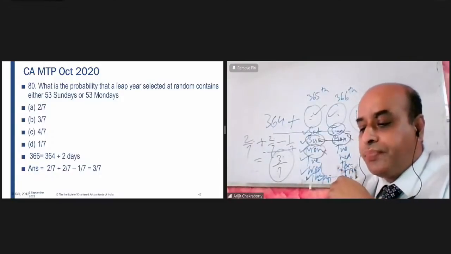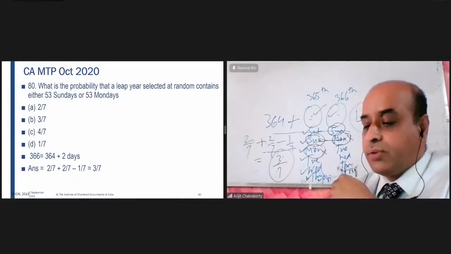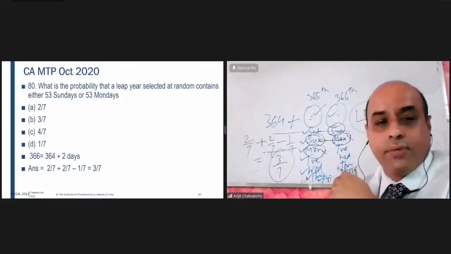And you can see, yes, Rangana has said it's interesting. Yes. Tejashvi, I hope you have understood. Okay, 3 by 7 is the answer.